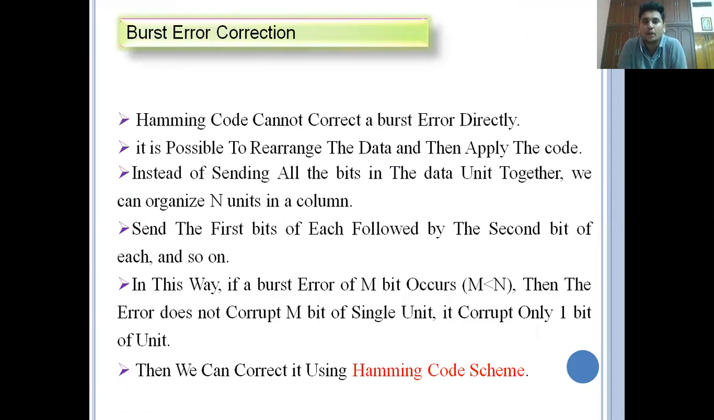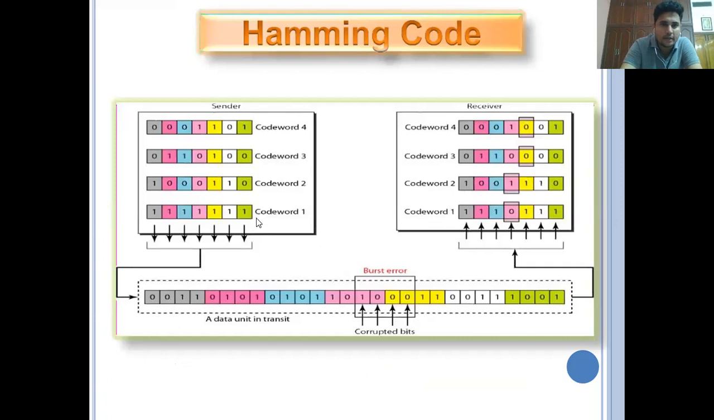Instead of sending all the bits in the data unit together, we can organize n units in a column, and send the first bit of each, followed by the second bit of each, and so on. In this way, if a burst error of m bits occurs, with m less than n, then the error does not corrupt m bits of a single unit. It corrupts only one bit of each unit. Then we can correct it by using the Hamming code scheme. So please note it.